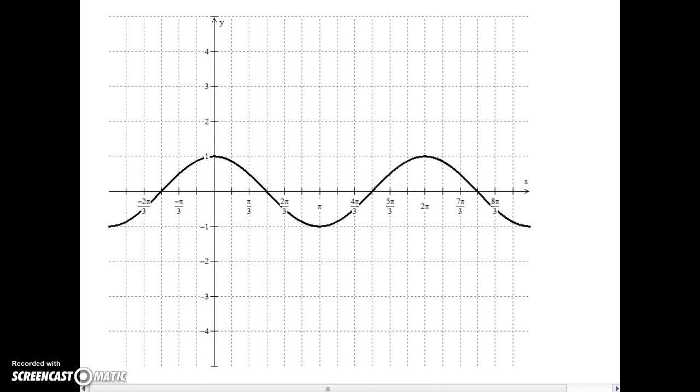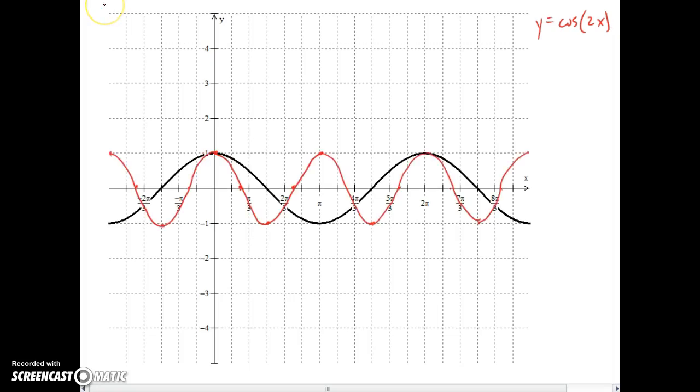We can do the same thing with the cosine graph. I'd like you to try this one with a partner. Y equals cosine of 2x. I'll pause the video for a moment, you pause the video also, and see if you can graph y equals cosine of 2x. So here's the graph of y equals cosine 2x, and again notice that the period is now pi instead of 2 pi. The period is actually half as big as it was before.